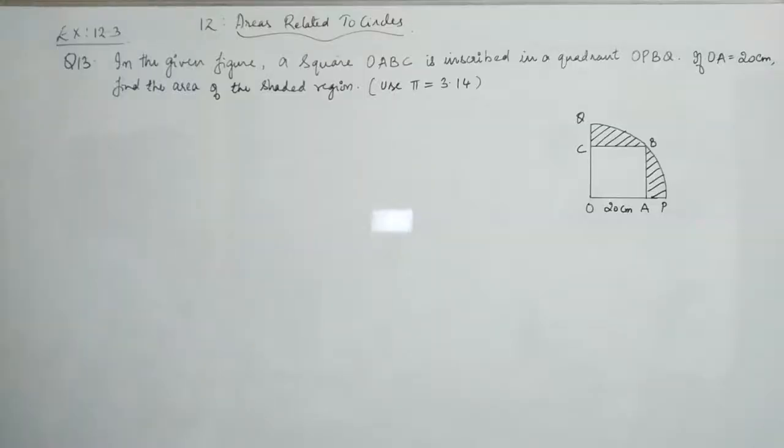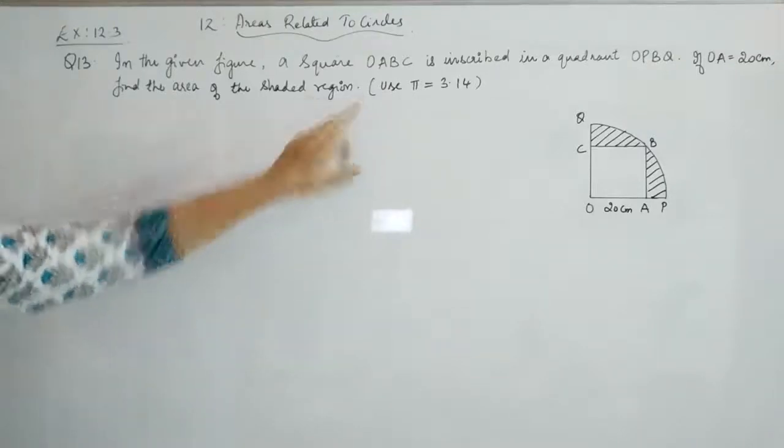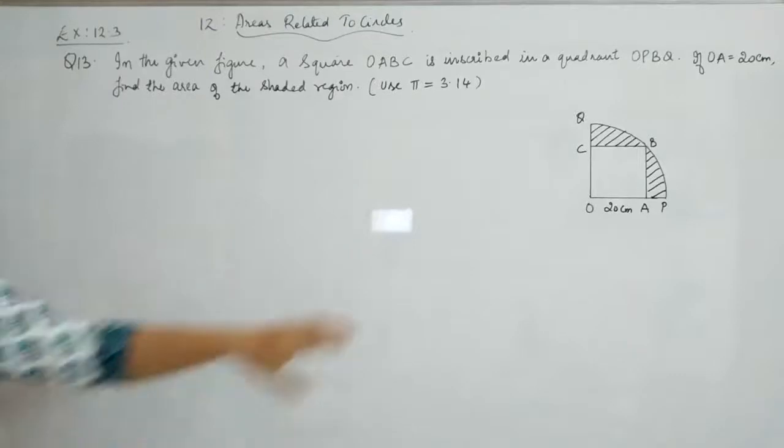Next is question number 13. In the given figure, a square OABC is inscribed in a quadrant OPBQ. If OA is equal to 20 centimeter, find the area of the shaded region, and here you have to use pi as 3.14. So this is the given figure.